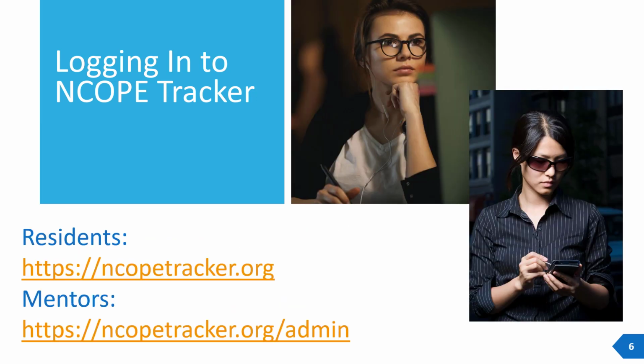In order to access NCOPE Tracker, residents will log in by visiting ncopetracker.org. If you enter www beforehand, don't worry, you'll still get to the site that you need. Mentors can log in by visiting ncopetracker.org/admin. Again, if you like to add www, that's fine. Let's take a look at a modern web browser and demonstrate this process.